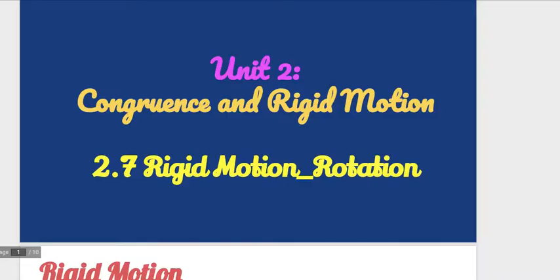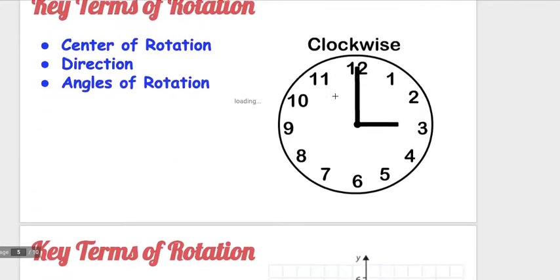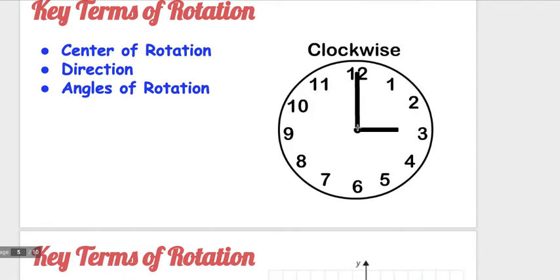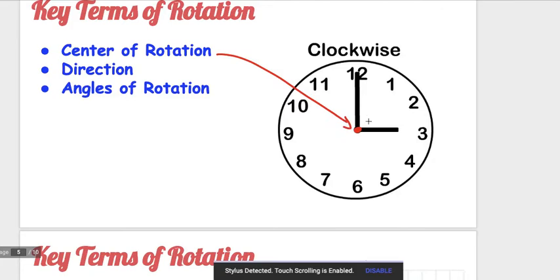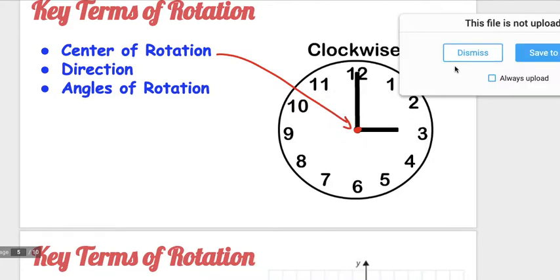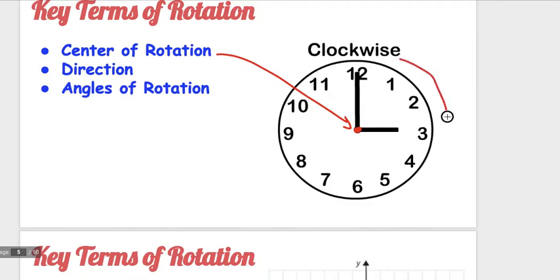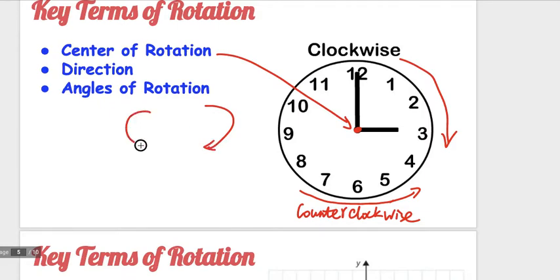So let's write down these key terms here. This is what we mentioned about the center of rotation: how we rotate around a certain point. Clockwise is just how your clock moves. If we go the other way, if we reverse this one, this is called counterclockwise. So we have these two directions, either clockwise or counterclockwise.